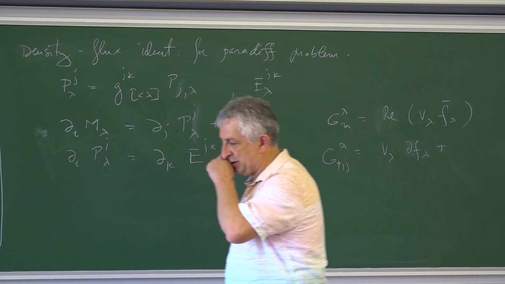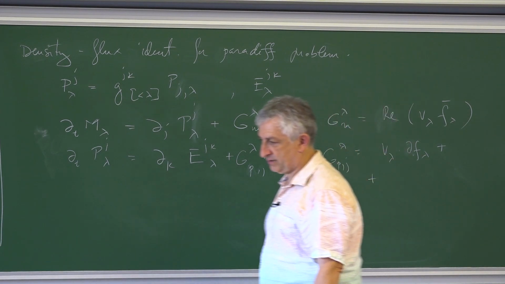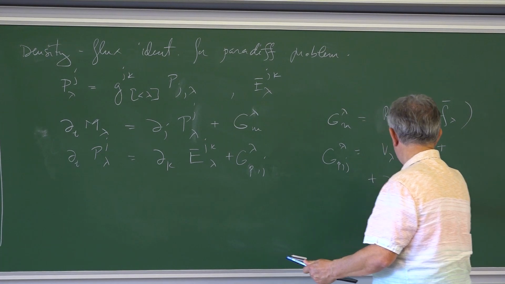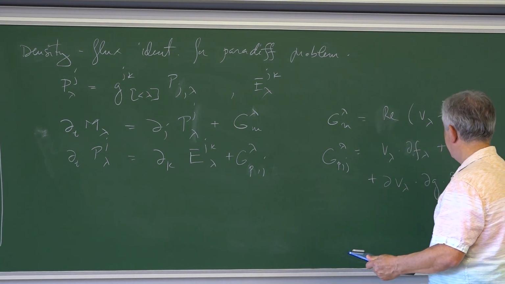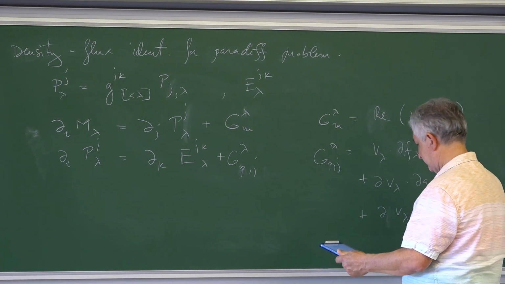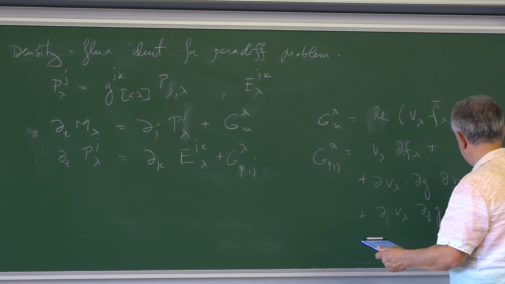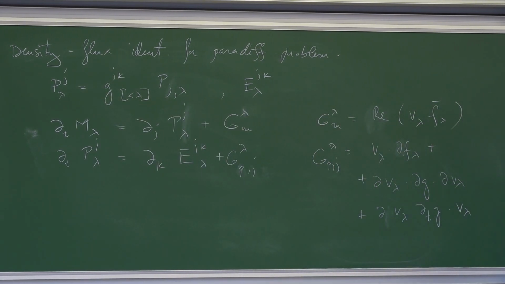And those terms will be of two kinds. You're going to have something that looks like derivative of v lambda times derivative of g times derivative of v lambda. And then you also have something that looks like dt of v lambda, derivative of v lambda times dt of g times v lambda, something like this. Okay, so now this is the point where we have to decide what we do with the source terms.